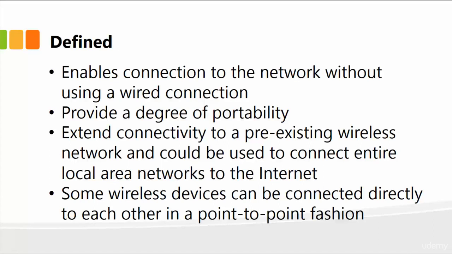Some devices can be connected directly to each other in a point-to-point fashion. So building a network is not just confined to physical cables anymore. You can have wireless connectivity between two computers, between your central device, hub, switch, or for example your server to your computer, and so on. And you can take all of those computers and then connect to the internet. So depending upon the structure or the topology of your own network, you can in fact create a wireless network.